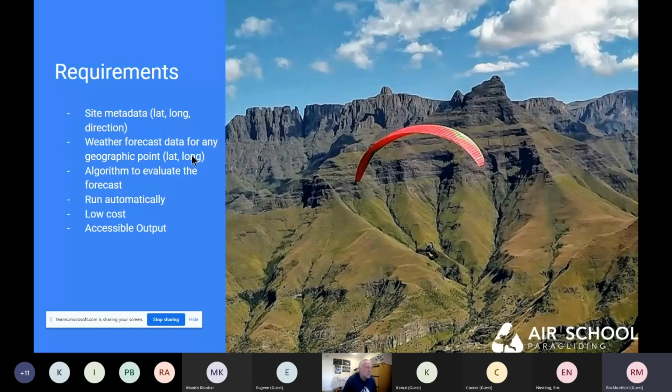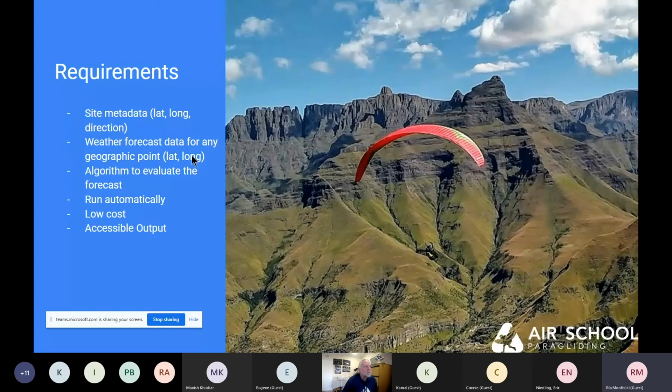And then naturally you want this to run automatically, because I'm not going to go and click run every time. And it should be low cost, because I'm doing this for free. So it needs to be low cost. And then lastly, the output needed to be accessible to myself and to my target market, which is the recreational pilots and the students in my school. So those are my requirements for the solution.